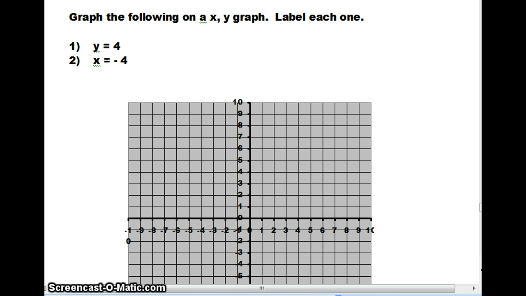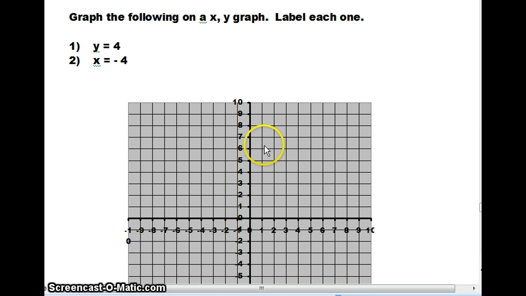What I'd like you to do here is try graphing these 2 different equations: y is equal to 4 and x is equal to negative 4. Remember, again, the easiest way might be to make a t-bar chart, and on, for instance, number 1, y is equal to 4, underneath the y column you're going to have 4, 4, 4, however many calculations you want to do, and then you can pick your values for x. Those are the numbers that you want to plot.